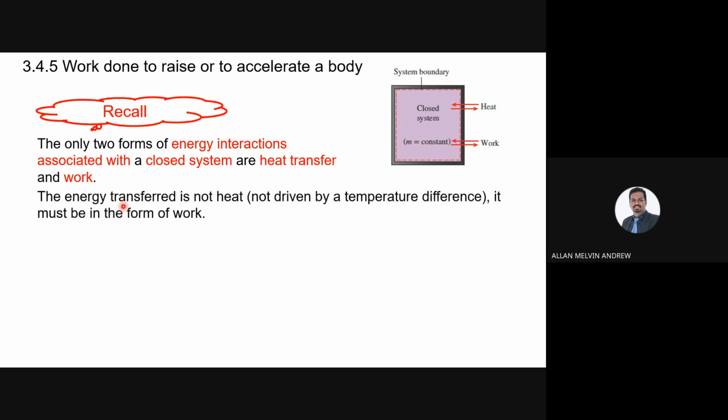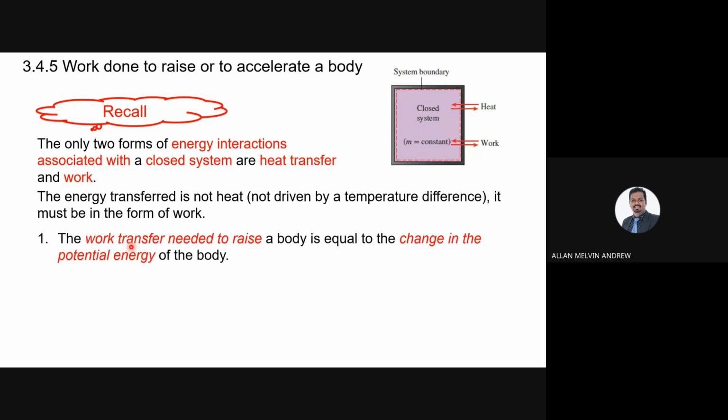Okay, if the energy transfer is not heat, not driven by the temperature difference, it must be in the form of work. I have told you this before. If the energy interaction is related to a temperature difference, we call it heat transfer. Other than a temperature difference, we call it work. So that is energy interaction based on work.